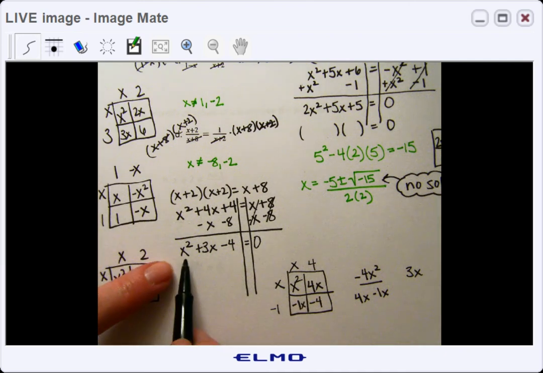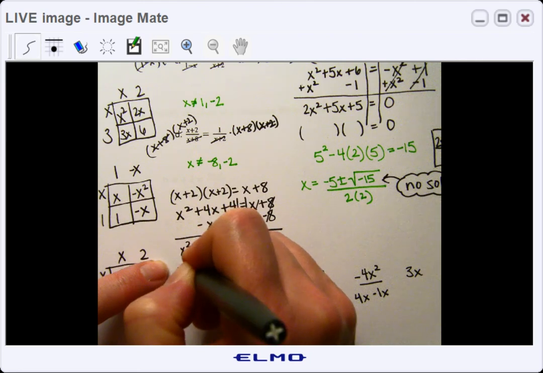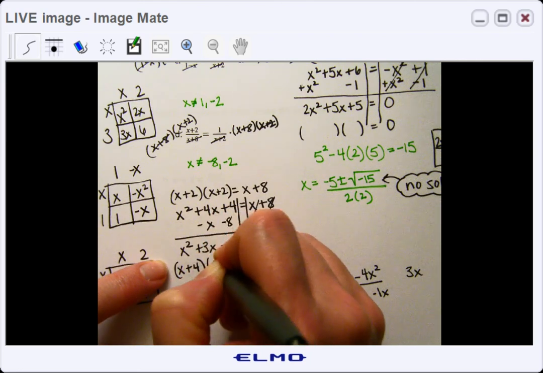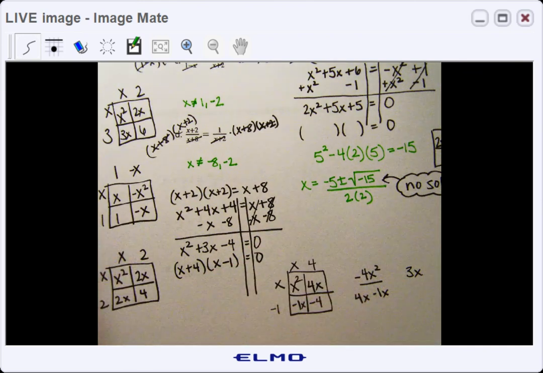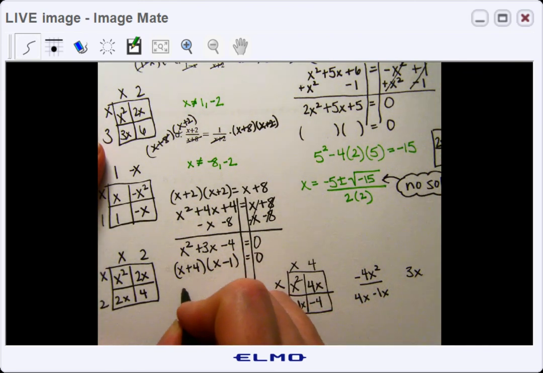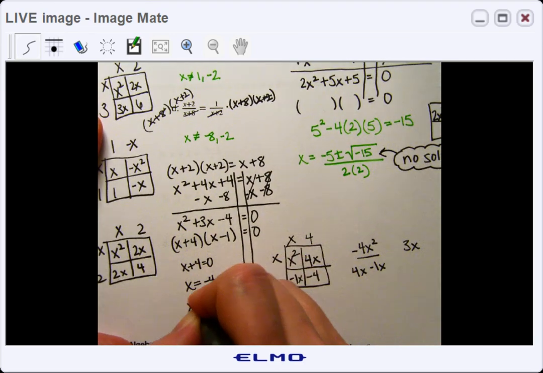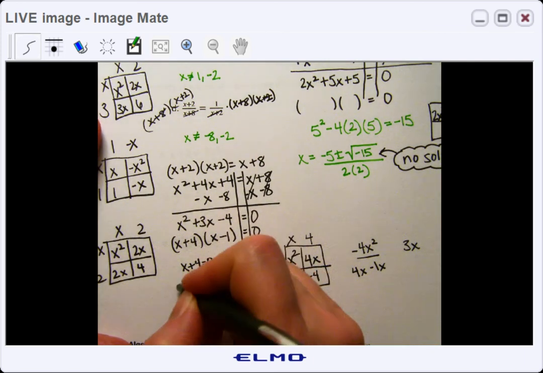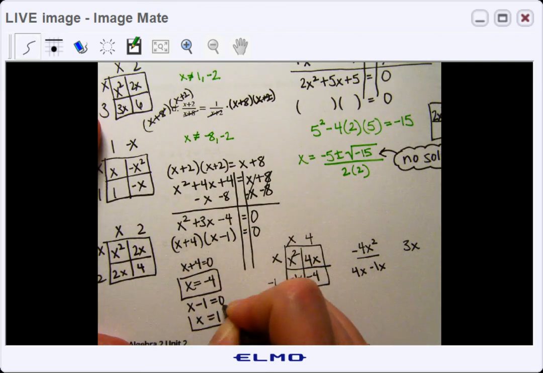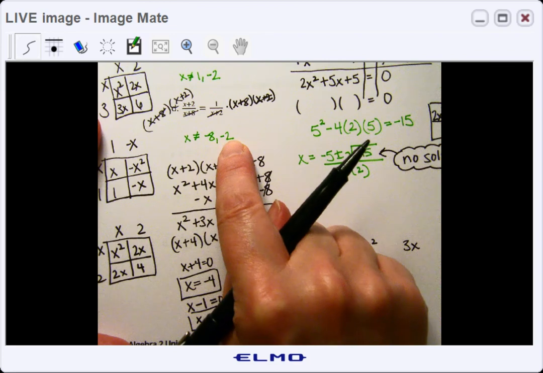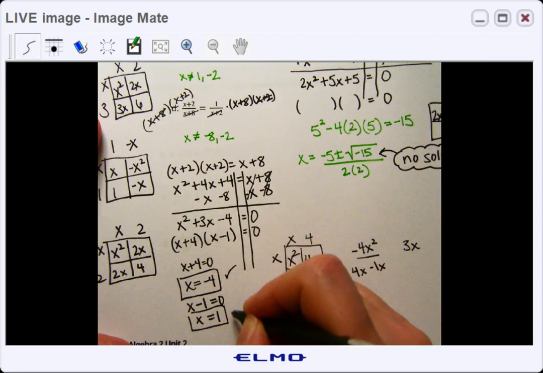So it looks like x squared plus 3x minus 4 is equal to x plus 4 times x minus 1. And so finally, if x plus 4 equals 0, x equals -4. And if x minus 1 equals 0, x equals +1. X equals -4 and x equals +1. These were the restrictions, so these are good answers.